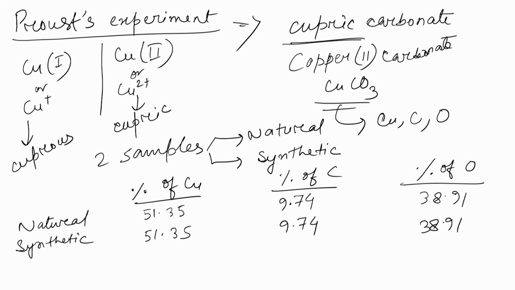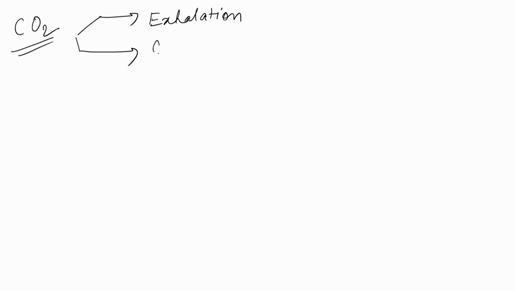Okay. So let's see some examples. Let's consider CO2. CO2 can have many methods of formation. One method can be exhalation. Another method can be combustion of hydrocarbons. There can be other methods too.